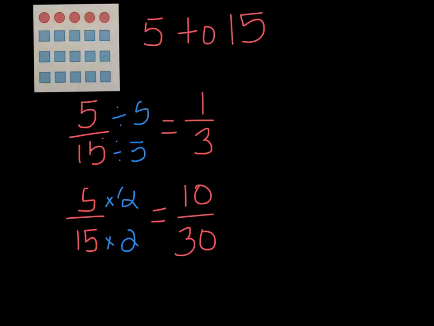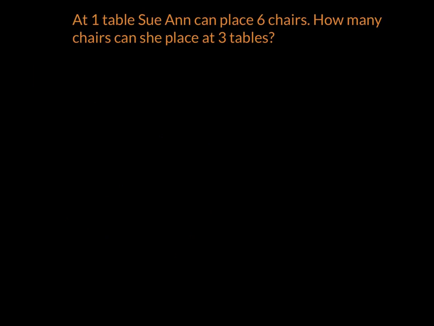Remember, the key here is to use the same non-zero number for the numerator and the denominator, because 2 over 2 just equals 1, as well as 5 over 5 equals 1. So if we're multiplying or dividing by 1, we know we're not really changing the value of the number.